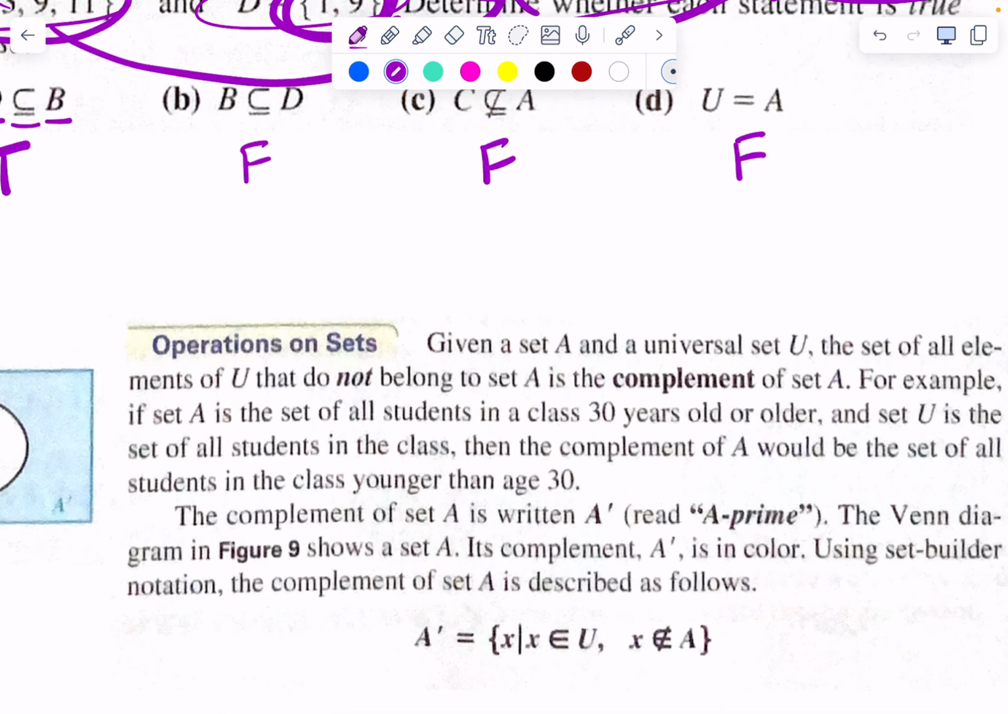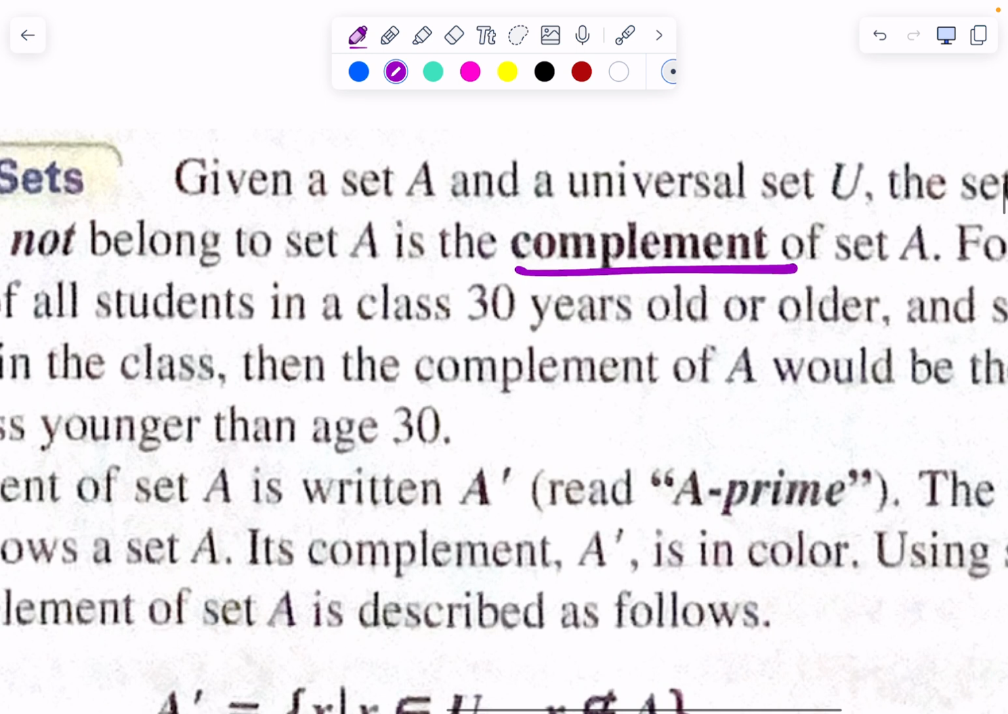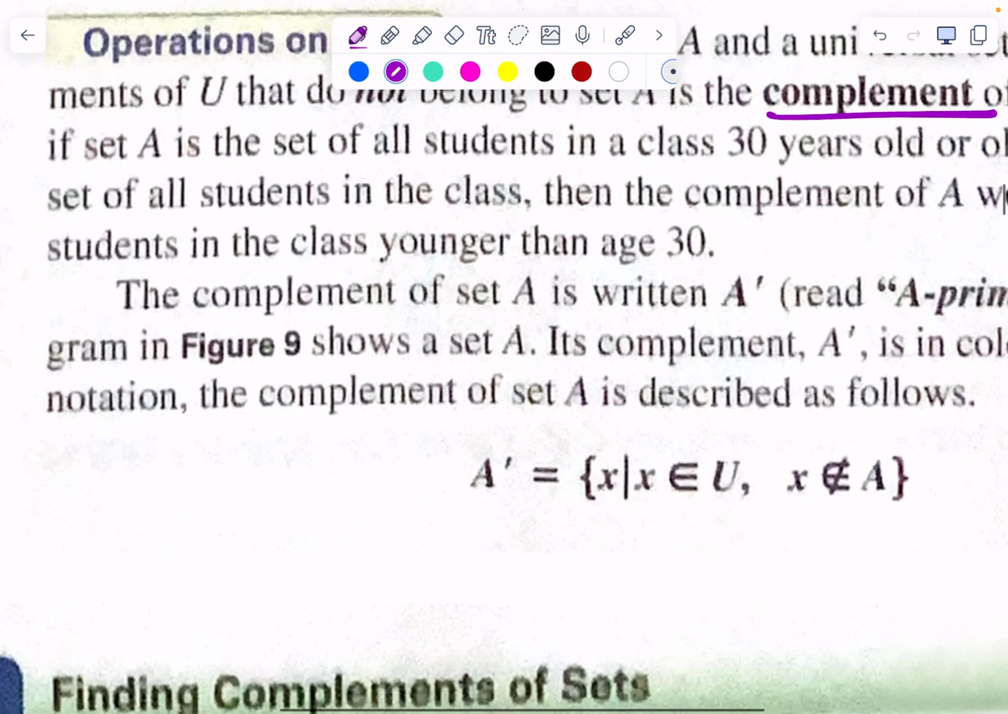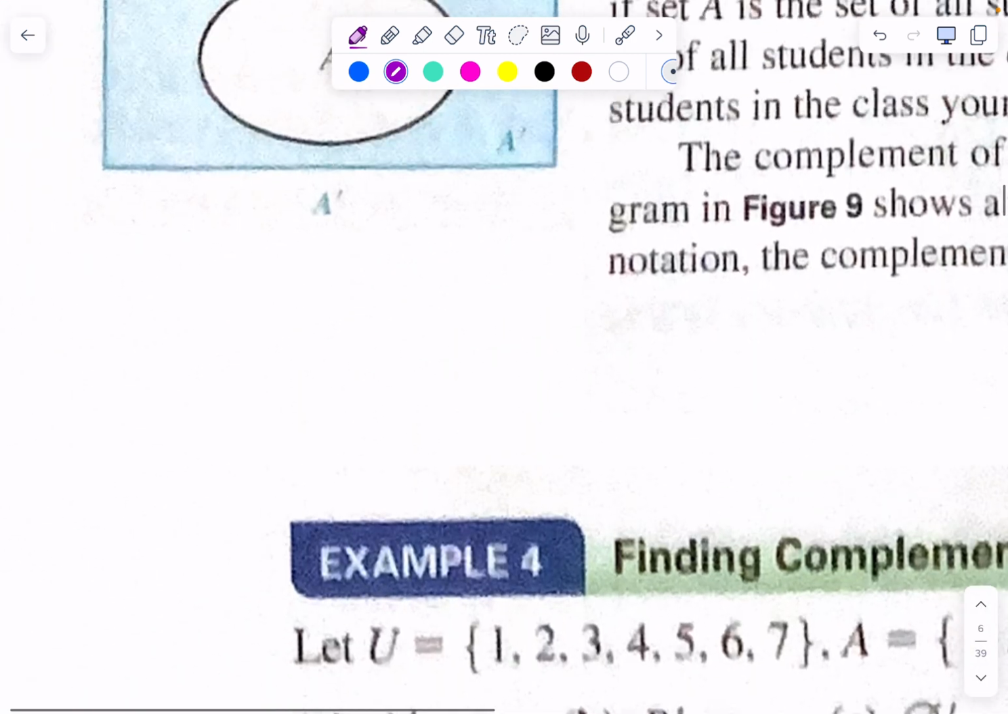Okay, all right. Let's talk about complement. We've done complement before when we dealt with probability. Do you remember what complement means? Like in probability, here's what it looked like. No, you don't have to write this down.